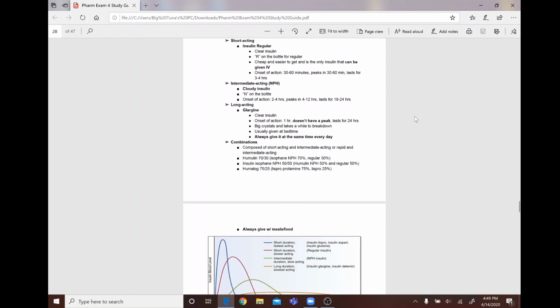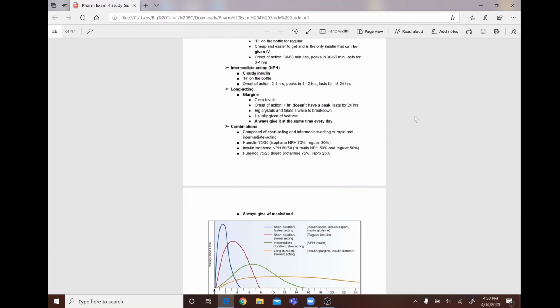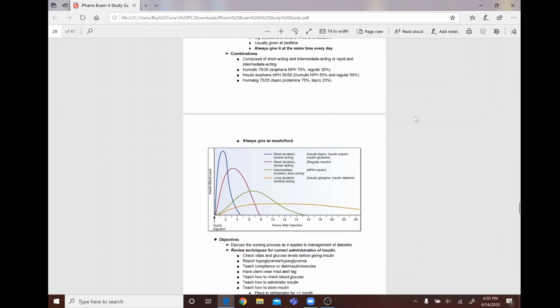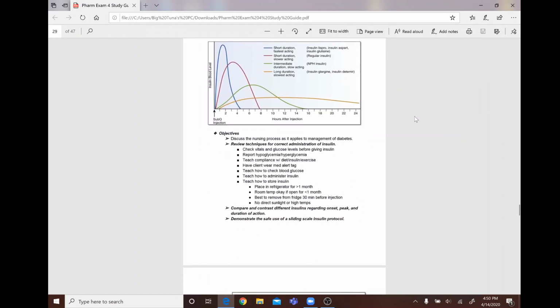Combination insulins are composed of short and intermediate acting or rapid and intermediate acting. Humulin 70-30 is isophane NPH 70%, regular 30%. Insulin isophane NPH 50-50 is Humulin NPH 50 and regular 50. And Humalog 70-25 is Lispro protamine 75% and Lispro 25%.